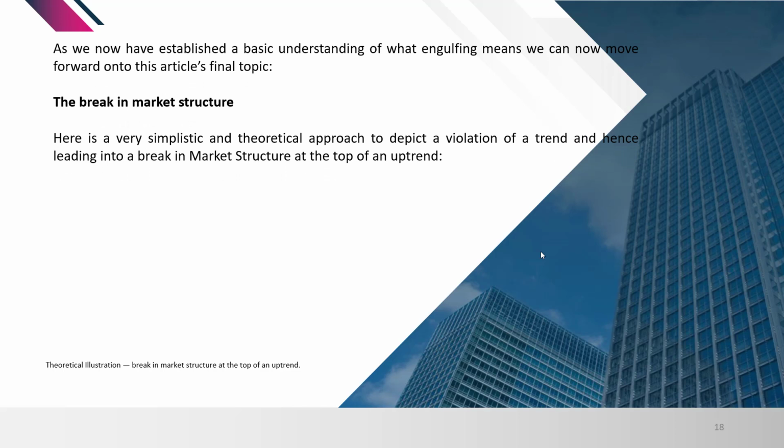As we now have established a basic understanding of what engulfing means, we can now move forward onto this section's final topic, the break in market structure. Here is a very simplistic and theoretical approach to depict a violation of a trend and hence leading into a break in market structure at the top of an uptrend. That is, when we say a break in market structure, it means if we're in an uptrend, the market is broken now. It's going to start moving to the downside.